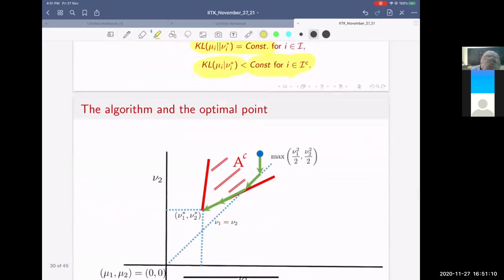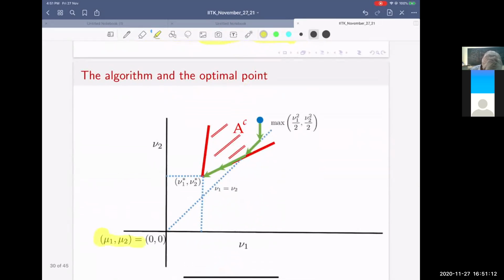Saying that mu does not belong to A complement, it suffices to say that a projection of these arms onto a smaller subset does not belong to a projection of the set A complement on a smaller space. So this is an illustrative example. Again, same as before. We start with this point right here.